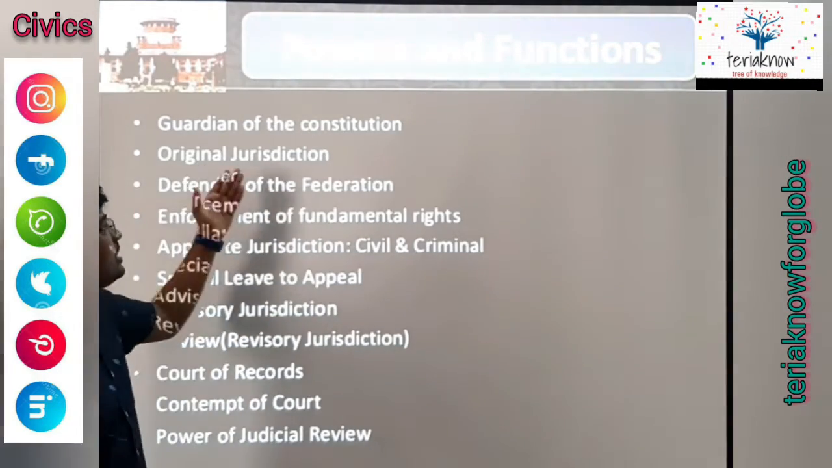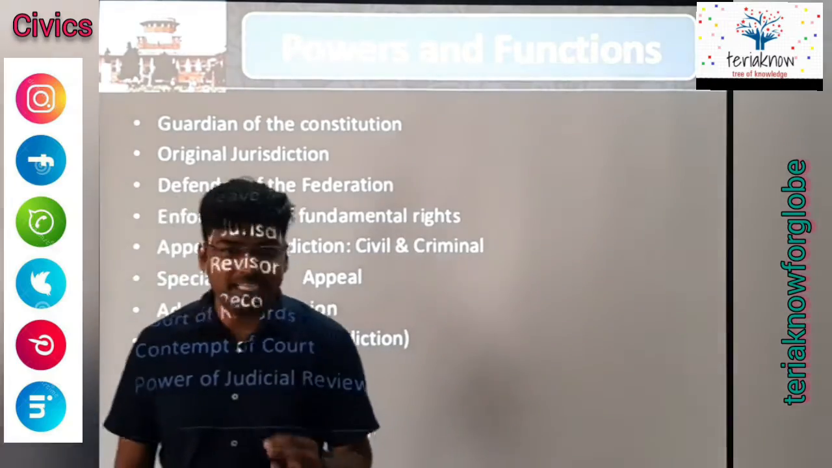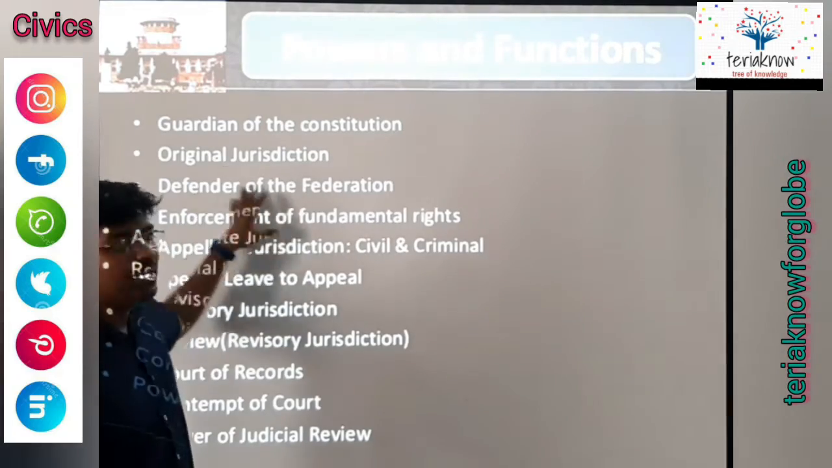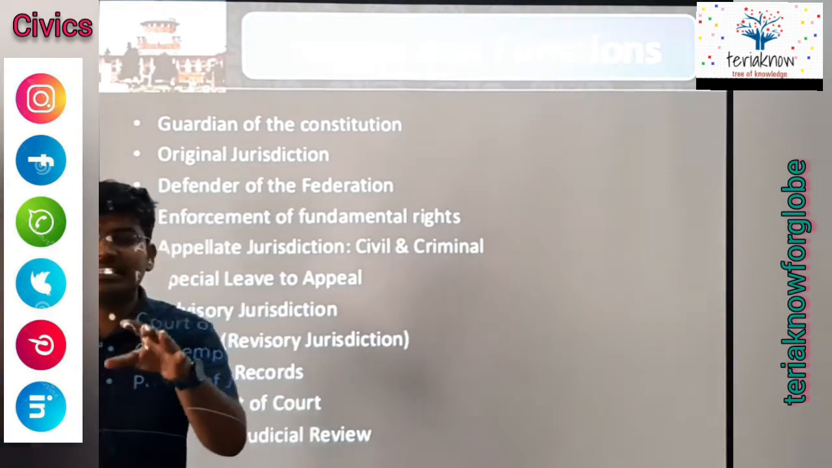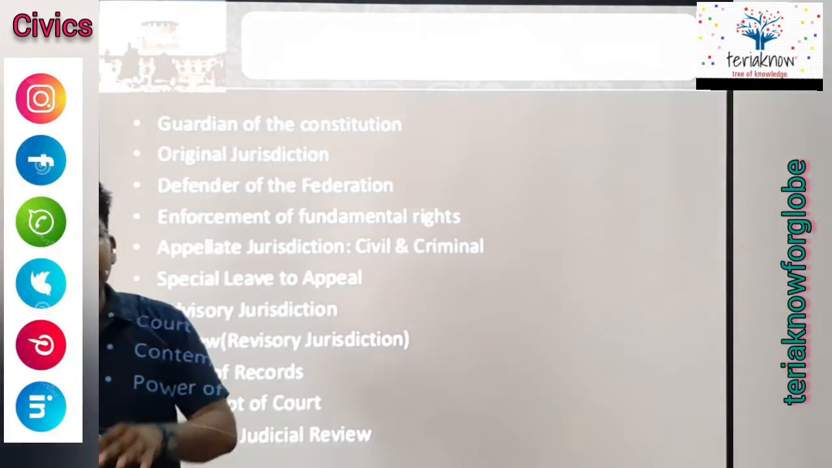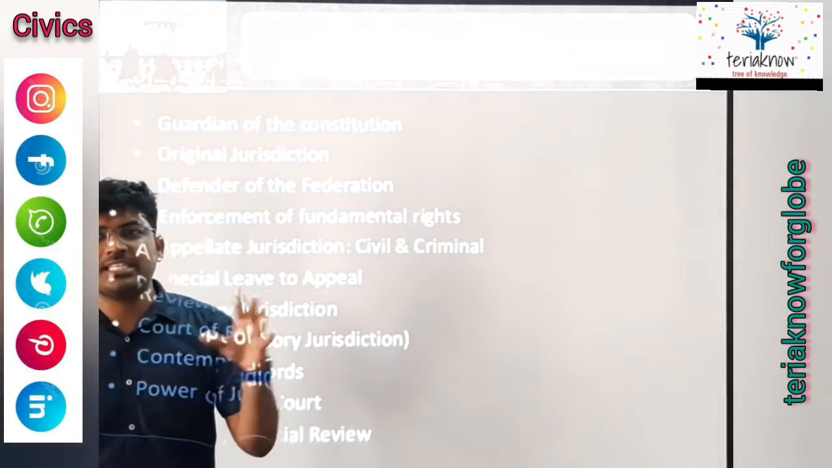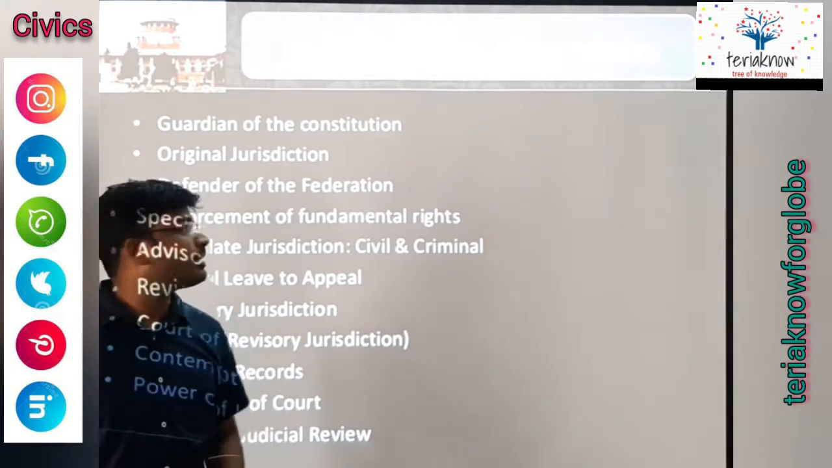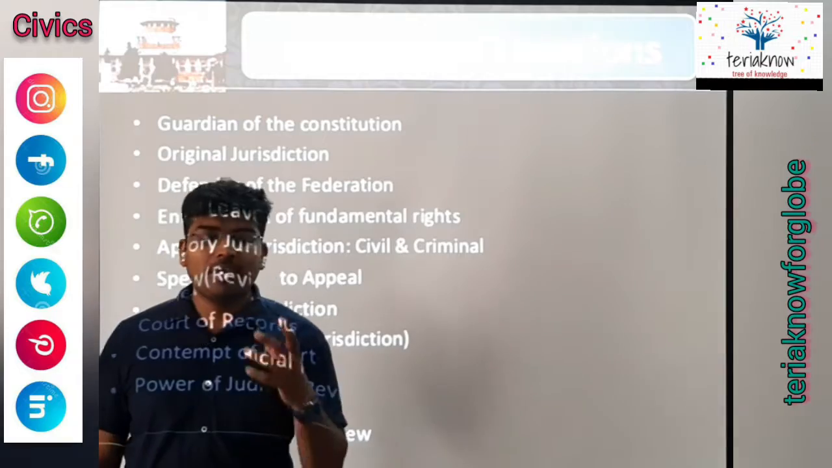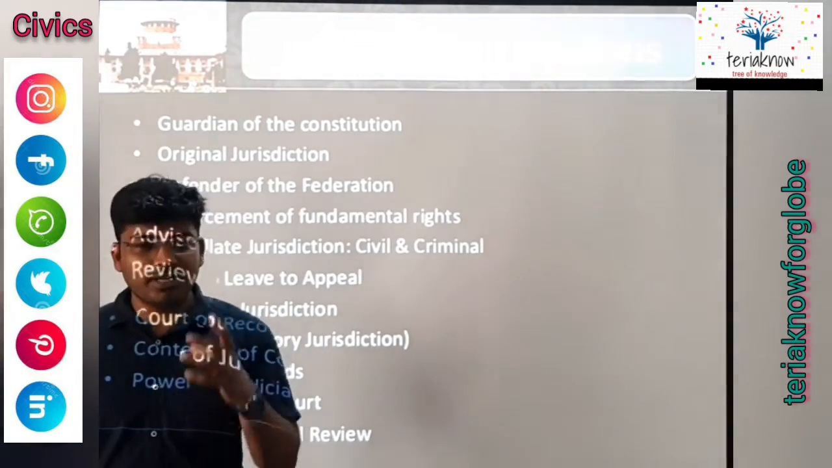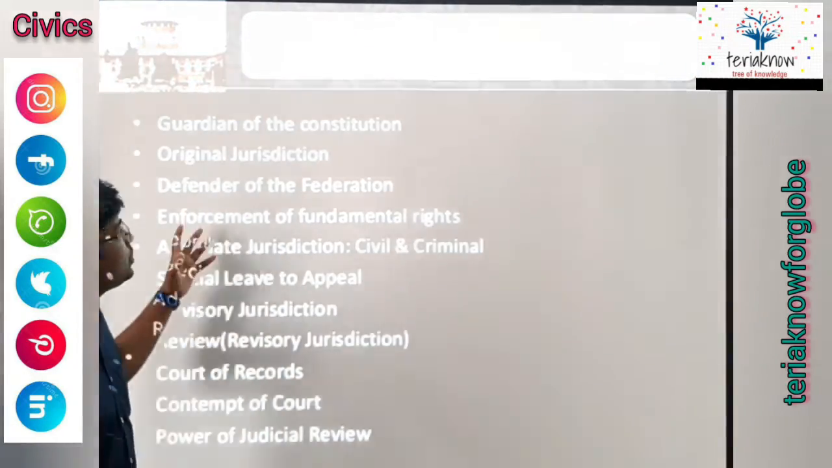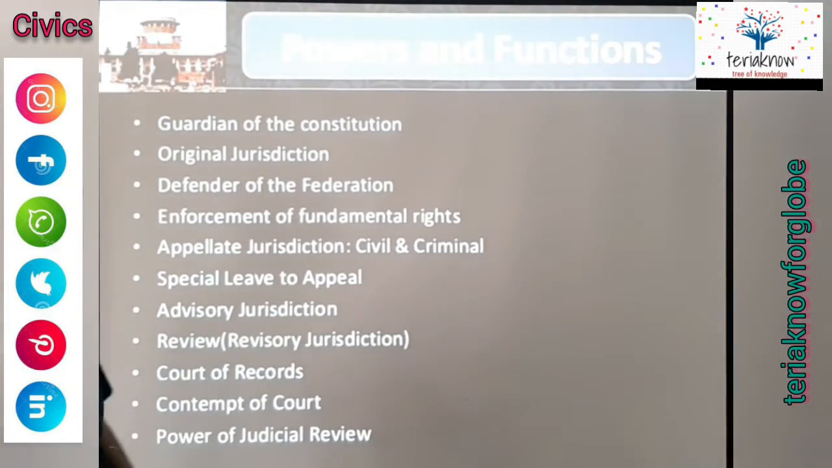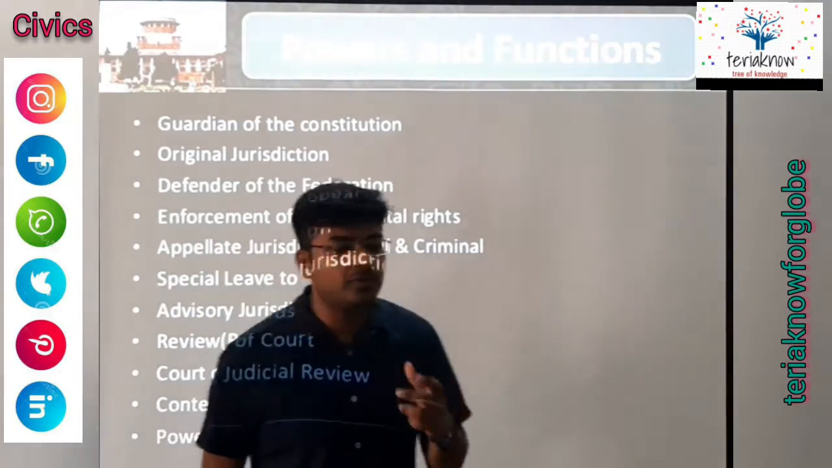Then the next one, original jurisdiction, means whatever judgment you are getting from the courts, if you want to rectify that judgment, you must go to the Supreme Court, and the Supreme Court is the last destination of justice in India. Then defender of the federation. फेडरेशन का मतलब क्या हो गया कि फेडरल सिस्टम है, तो यहाँ पे हर किसी को अगर कोई प्रॉब्लम होती है अपने वर्किंग प्रिंसिपल में बिहेवियर में, so they can go to the Supreme Court. Then enforcement of the fundamental rights. जो भी फंडामेंटल राइट्स आपके पास है उसको एनफोर्स कौन करती है?